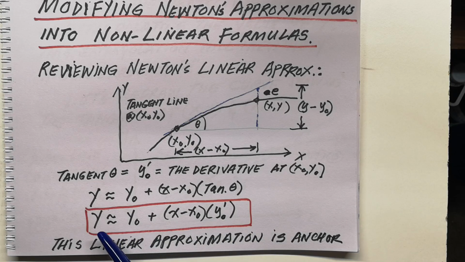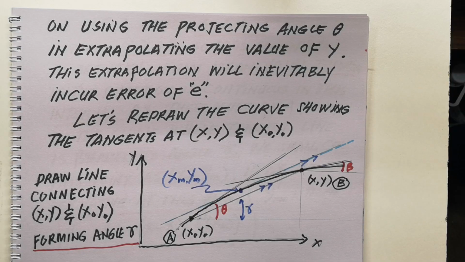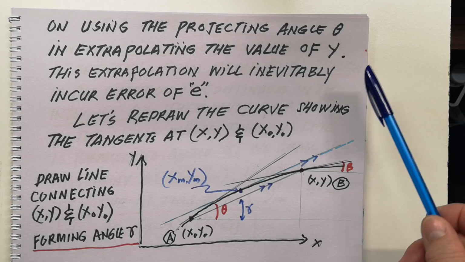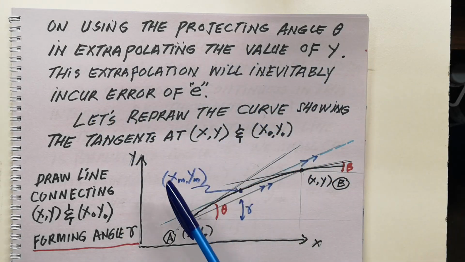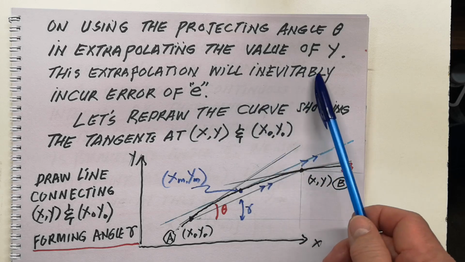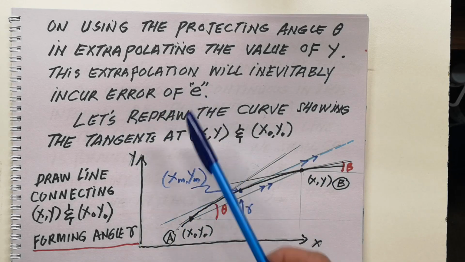So this is called the linearization equation. y is approximately equal to y0 plus delta x multiplied by y prime, the derivative at 0. This linear approximation is anchored on using the projecting angle theta in extrapolating the value of y. This extrapolation will inevitably incur an error of e.